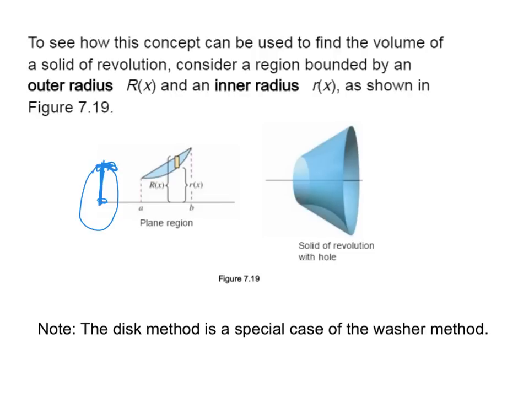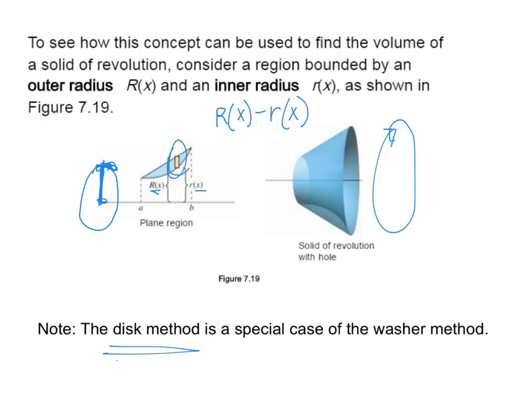Well, what we're doing with the washer method is that we end up with two radii. We have one with the capital R that's further away, and then we have one with the small letter r, which is closer. In order to find the actual radius, we're going to have to take the larger and subtract the smaller one off, and then what we have left is our actual radius. And that's what we're going to revolve around an axis. So the disk method that we learned before is a special case of the washer method, where this little r is just equal to 0.